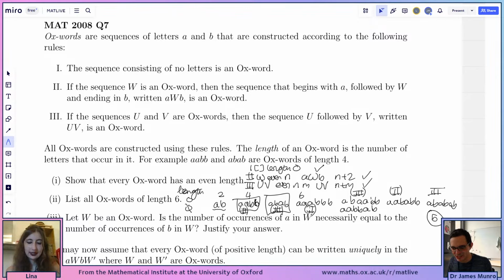Have you got the same number of A's and B's you have so far? Yeah. So the first part has been correct. We've got quite a few of them now, right? We've got 8 or 9 different Ox words if you count the empty string. But of course, that's not a proof for mathematicians or for computer scientists. Yeah. Let's do it as a proof, I guess.